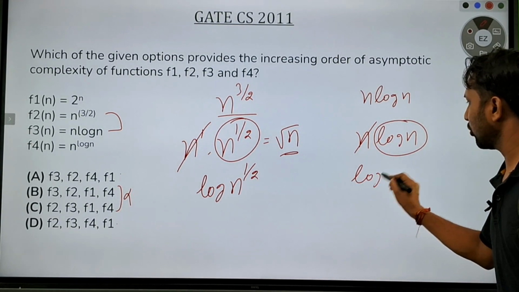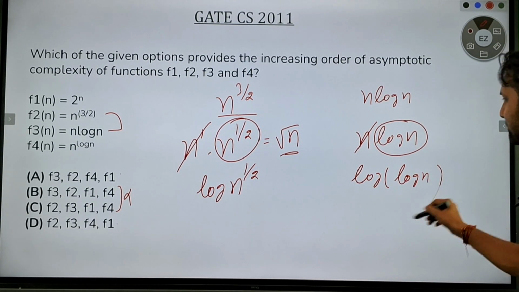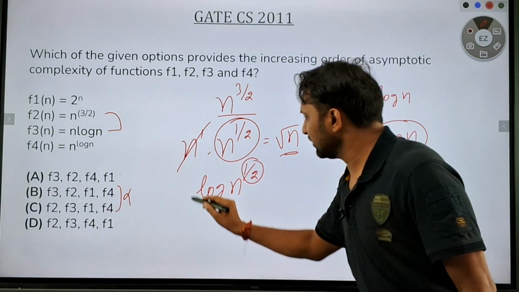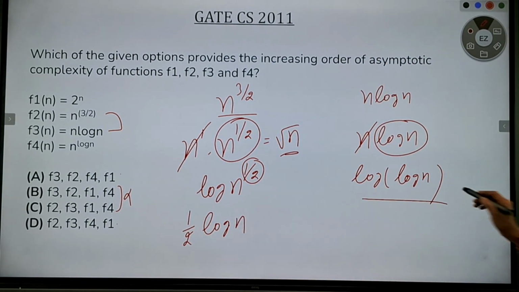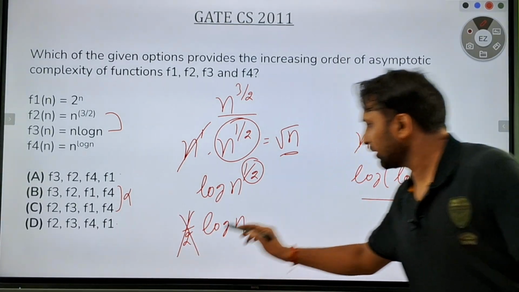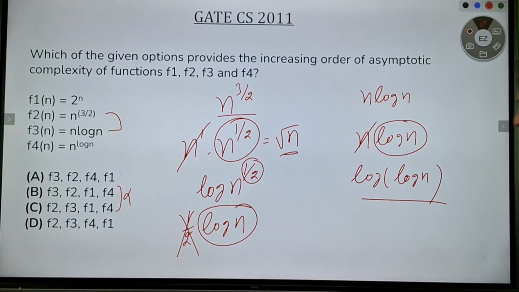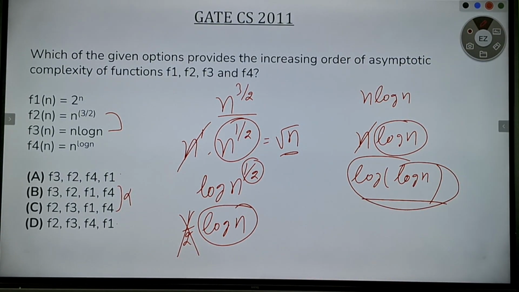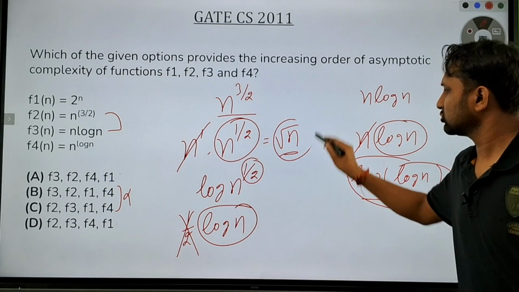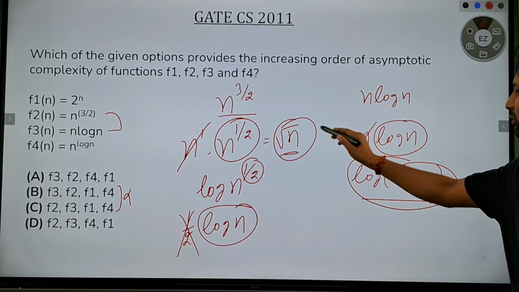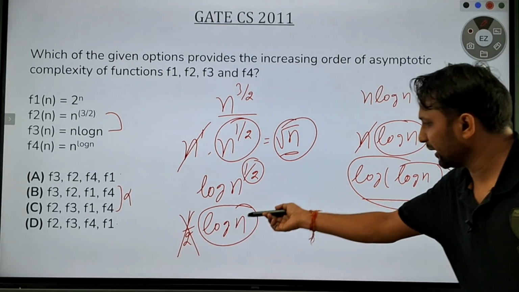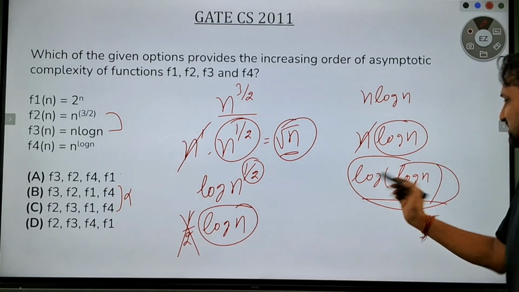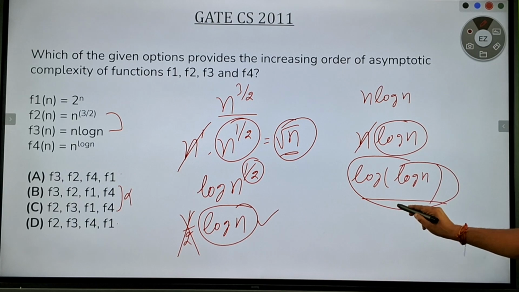Here this will become log of log n, and this will come in the front, 1 by 2 log n, and here we have log of log n. Constant you can remove, so you know that log n is greater than log of log n. So anyway, you can see directly also here this is greater than root n is greater than log n. Or still you can apply further, continue again, apply the log n and see which is greater and which is smaller. So this is greater, this is smaller.